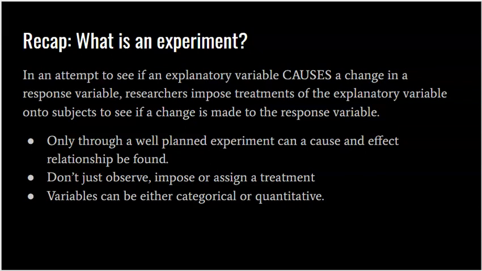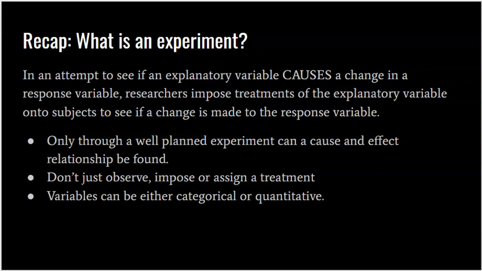In an attempt to see if an explanatory variable causes a change in the response variable, researchers impose treatments of the explanatory variable onto subjects to see if there is a change in the response variable. So if you're ever unsure if you're reading an experiment or an observational study, the number one thing to do is to think what the explanatory variable is and see, was that explanatory variable imposed or assigned to the subjects, or was it something that they made a decision on their own? If it was assigned or imposed, it's definitely an experiment.